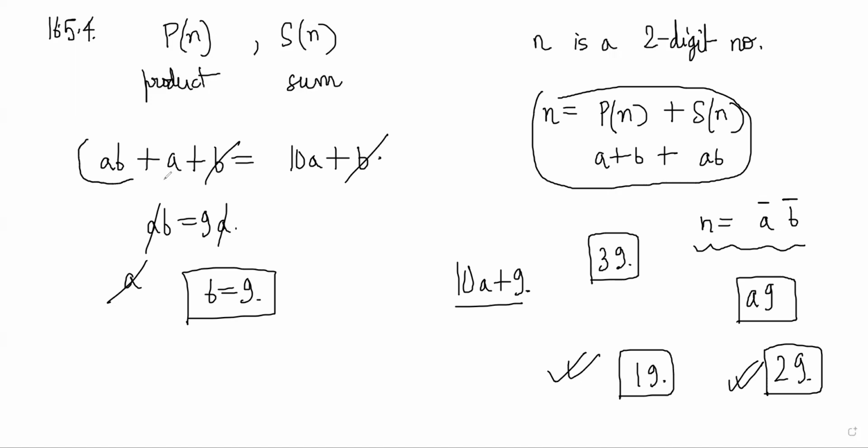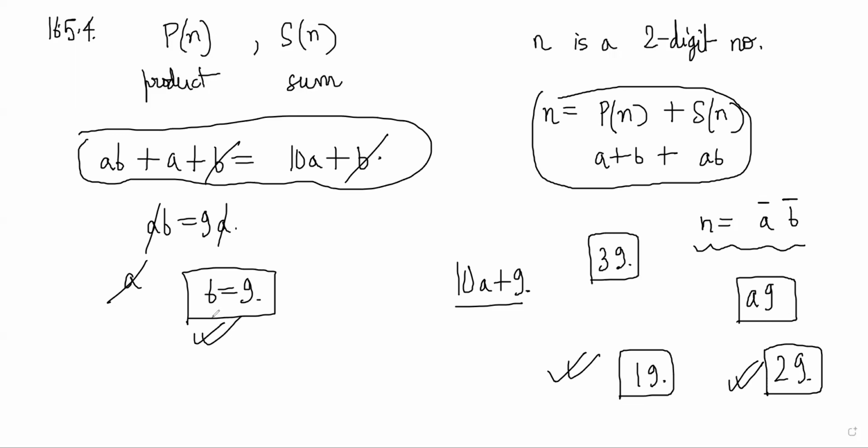Okay, so from the solution here, we are getting that there is no restriction on A, but you're getting B is 9. So the units digit is 9, and the tens digit can be anything except 0. A cannot be 0, obviously. Because A cannot be 0, that's why we cancelled off the A. Because if A was 0, it is no longer a 2-digit number.